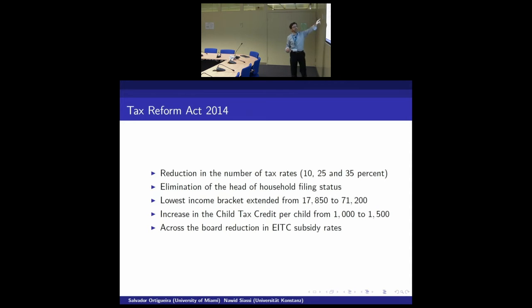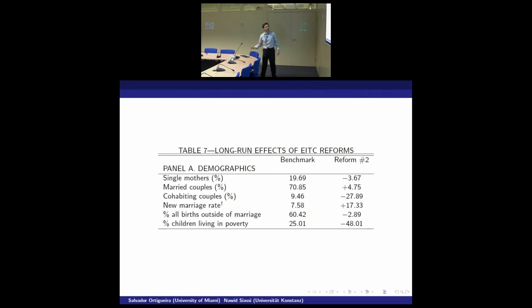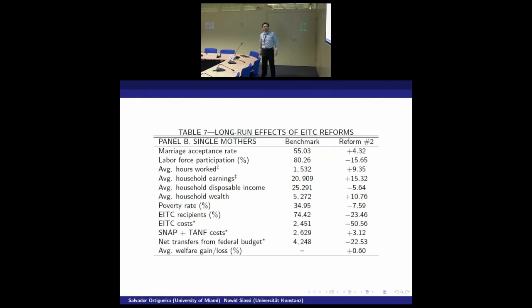It will increase the child tax credit from $1,000 to $1,500, and it's going to cut across the EITC subsidy rates. So the EITC is going to be much lower, meaning less help to poor families. And these are the results. In terms of demographics: more married couples, fewer cohabiting couples, fewer single mothers, fewer children in poverty, fewer births outside of marriage. And here, all of them are winners. There are no losers from this reform.